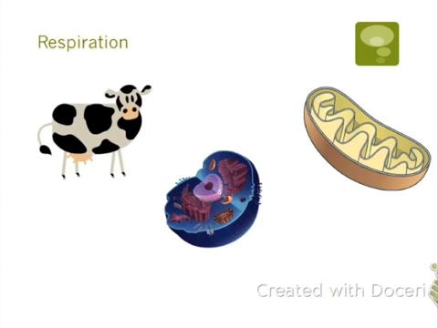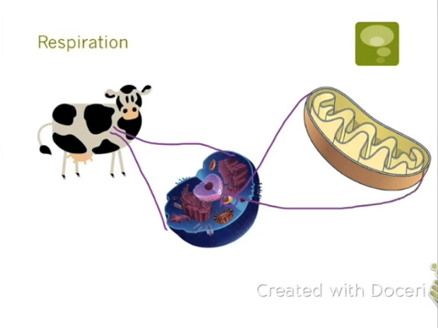Where does respiration occur? Well, here we have an organism. It could be a plant or an animal. In this case, we're using a cow. If we were to zoom in on one of the cow's cells, it might look something like this. And then we would need to zoom in on the structure called the mitochondria. And cellular respiration occurs here in the mitochondria.